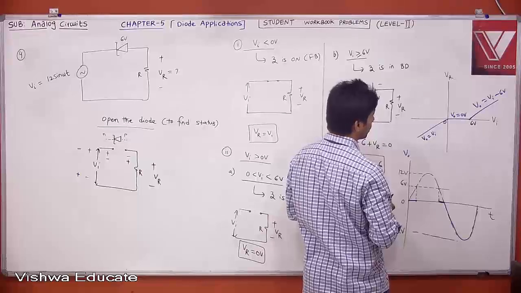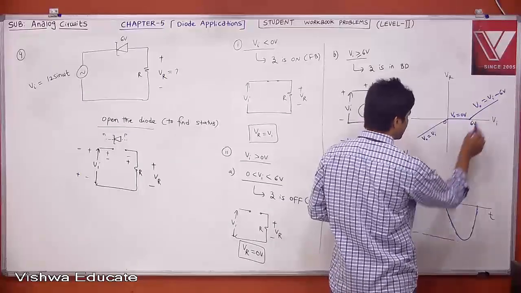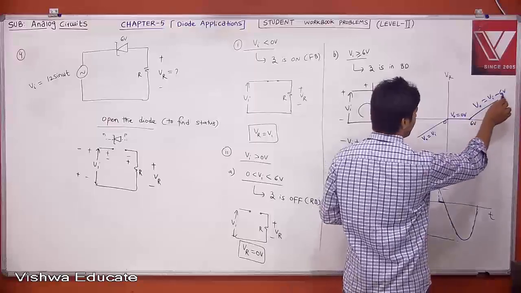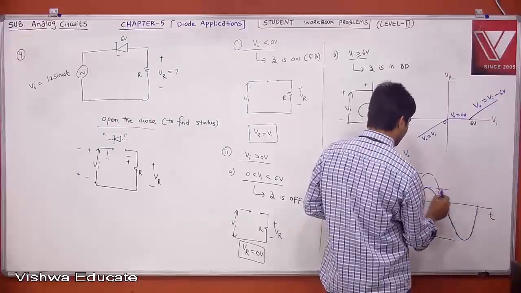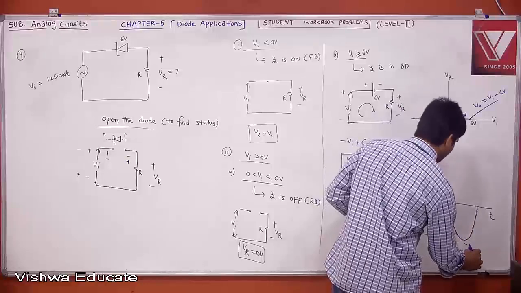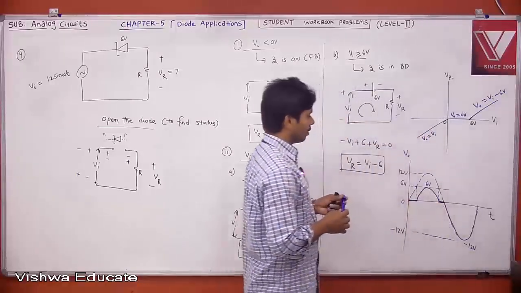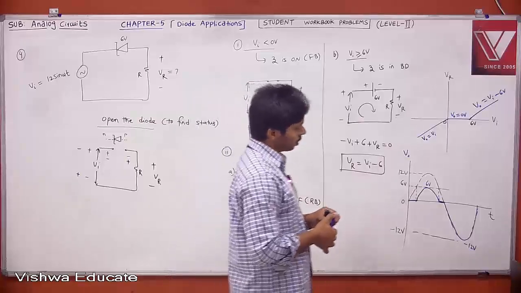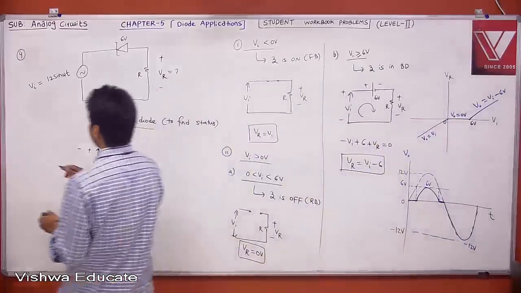And when the input is more than 6, then what will it go to? It will have a maximum. When VI is equal to 12, then 12 minus 6, it will be 6. Therefore, it will be touching it. This is 6 and this is minus 12 volt, and this will go to 6 volt. Therefore, this is your output. Which option is satisfying that? Option B. Therefore, answer B.